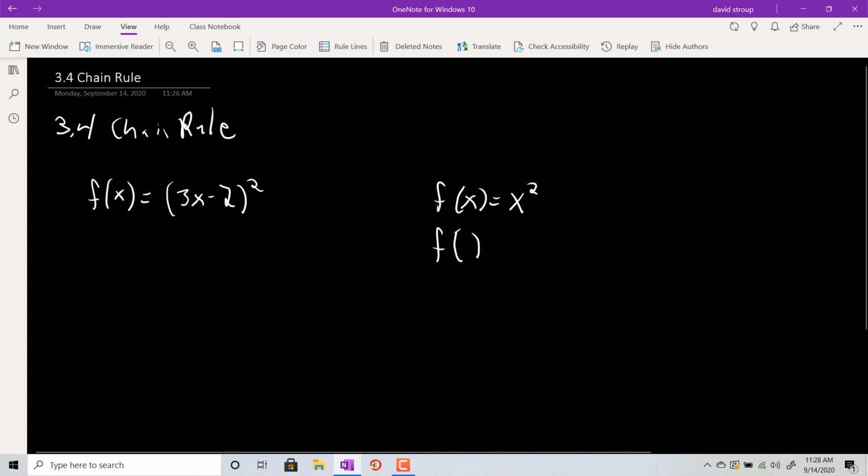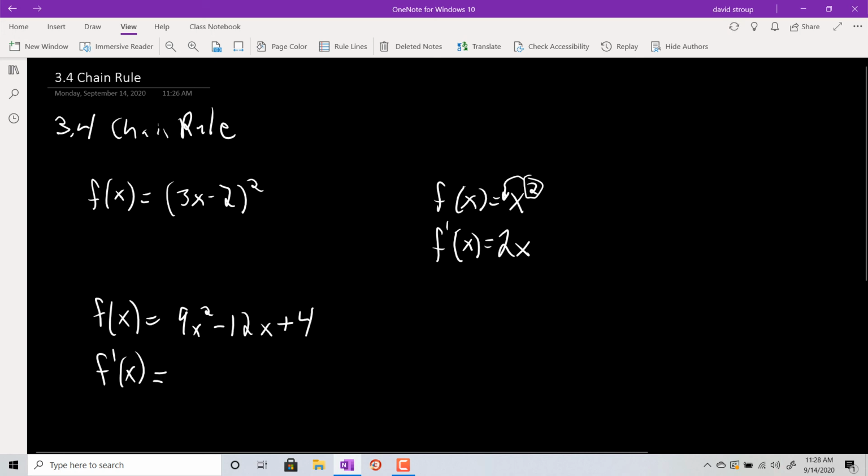f prime of x. What do you do? You bring down the exponent to the front. It's just the power rule, right? And then subtract the old exponent by 1. So 2 minus 1 is just going to give us 1. One option we have for this problem is to just FOIL it. For the one on the left, you FOIL, so you get 9x squared minus 6x minus 12x, then plus 4, and then take the derivative term by term, and you get 18x minus 12.